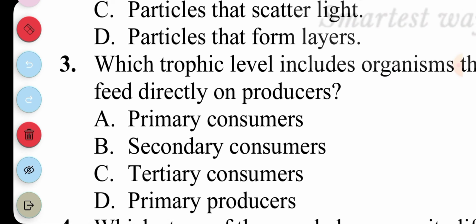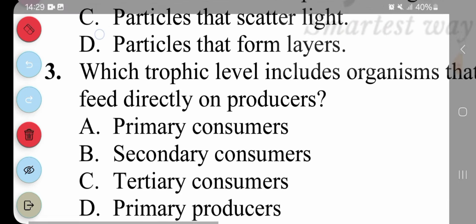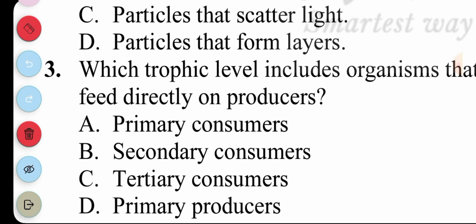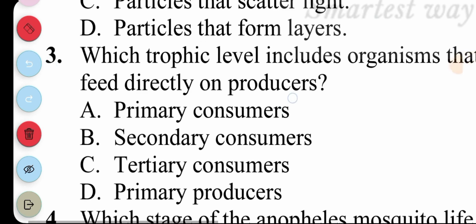Question 3. Which trophic level includes organisms that feed directly on producers? A. Primary consumers. B. Secondary consumers. C. Tertiary consumers. D. Primary producers. And the answer to question 3 is A. Primary consumers.